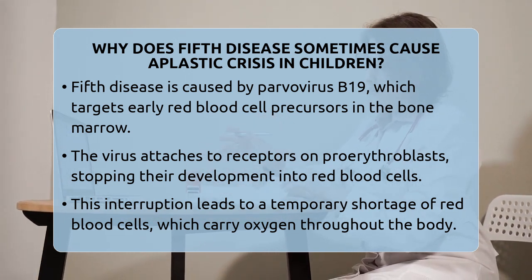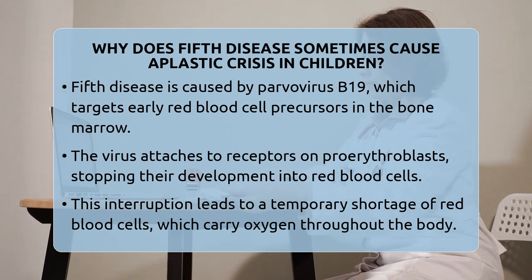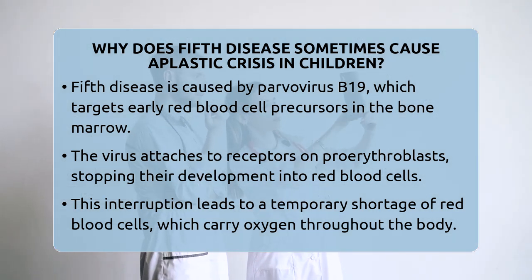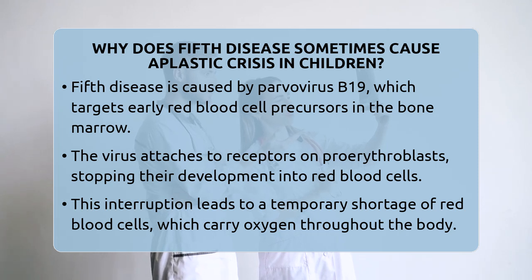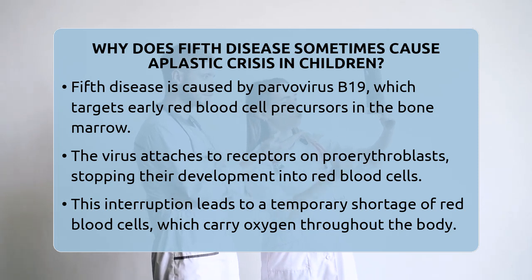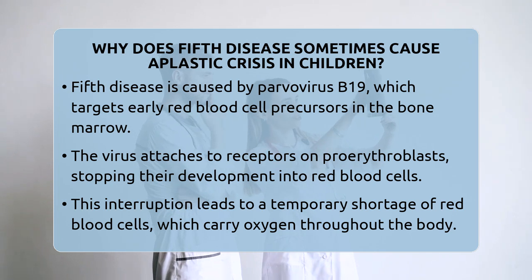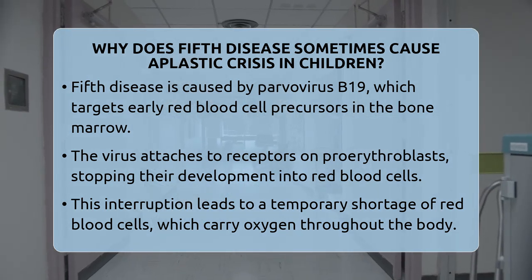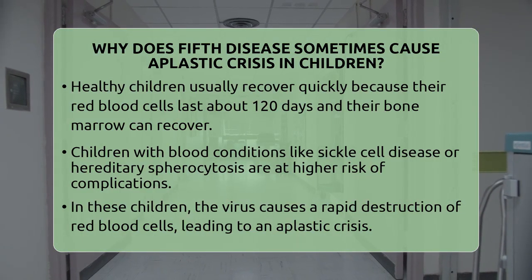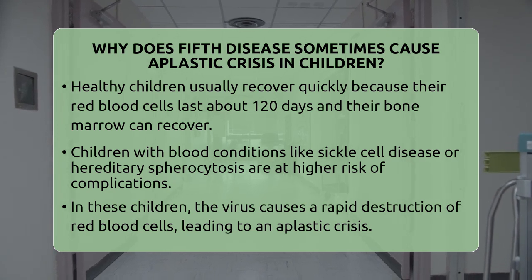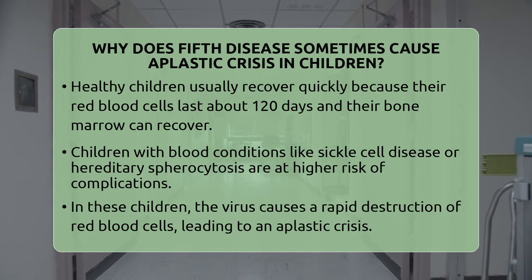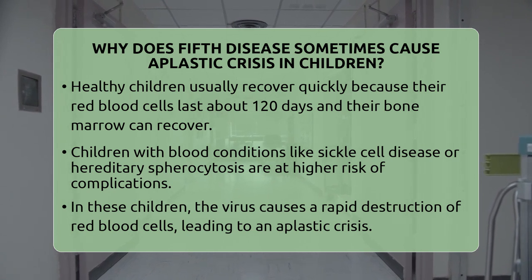When parvovirus B19 attaches to receptors on these cells, it stops them from developing and producing red blood cells. This sudden halt can cause a temporary shortage of red blood cells, which are vital for carrying oxygen throughout the body. In most healthy children, this interruption isn't dangerous because their red blood cells live about 120 days, and their bone marrow can quickly bounce back after the infection clears.